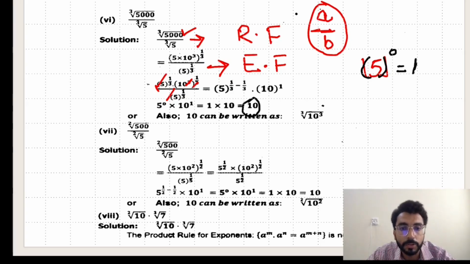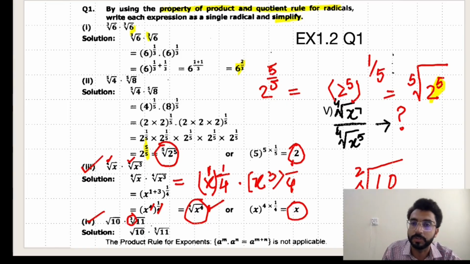Indices are 2 and 3. Indices are not same, so we cannot apply the product rule here. The fifth part is your assignment, students. Now you are able to solve this question by yourself.